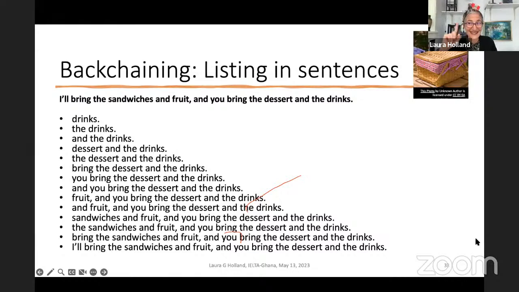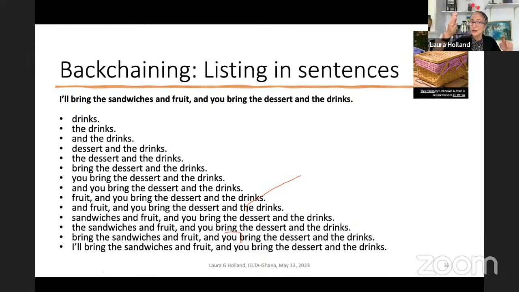Okay, now this is where it gets a little bit tricky. Hang on one second. I want to imitate the intonation, right? But because we're coming from backwards, it's a little tricky. So listen to this. We just did, and you bring the dessert and the drinks. That's the last part. But now, fruit, and you bring the dessert and the drinks.